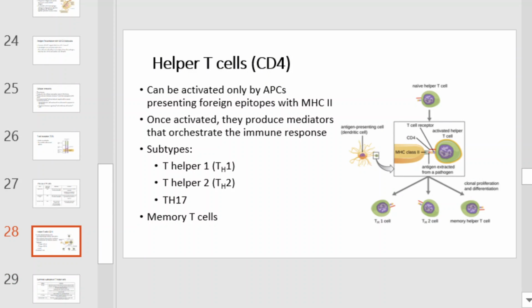Helper T cells, CD4 cells, can be activated only by APCs, or antigen-presenting cells, presenting foreign epitopes with MHC class II. Once activated, they produce mediators that orchestrate the immune response. Subtypes include T helper 1, T helper 2, and T helper 17. Some of these cells may also form memory T cells.